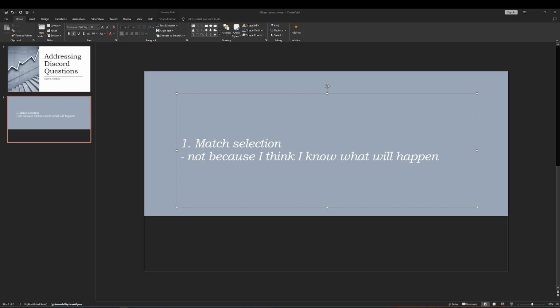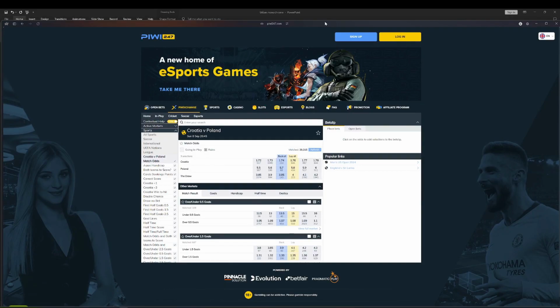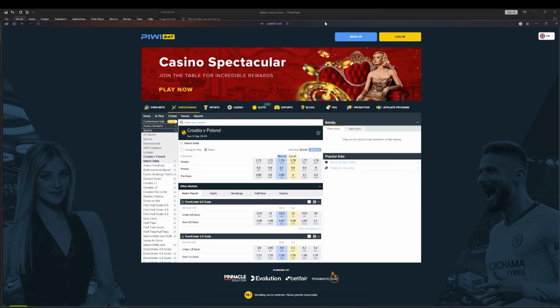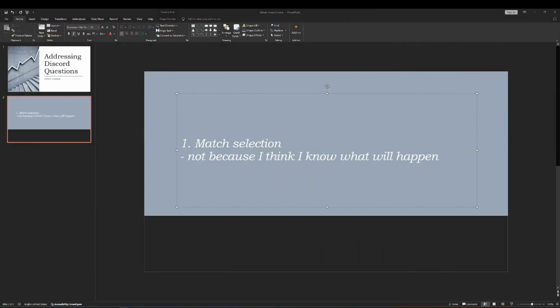Okay, so if you look here, Croatia is 1.75 to win. It was 1.85 yesterday, so I'm not happy, because when it was 1.85, for me it was too high. I have mentioned that on the Discord server. So 1.85 was too high. And why is it? If you translate 1.85 into probability, it's 54%.